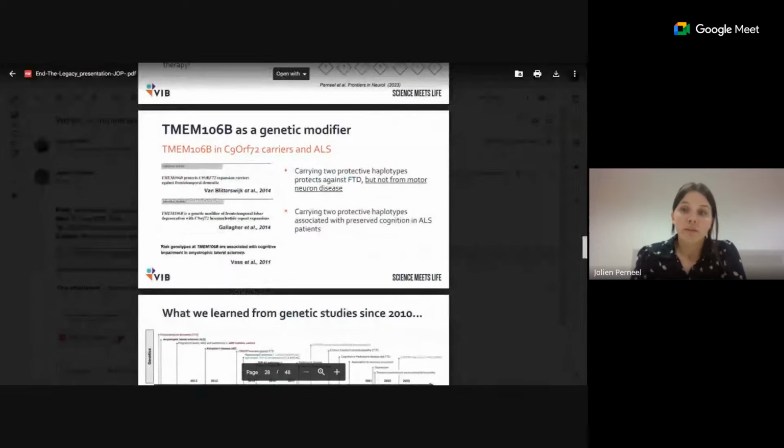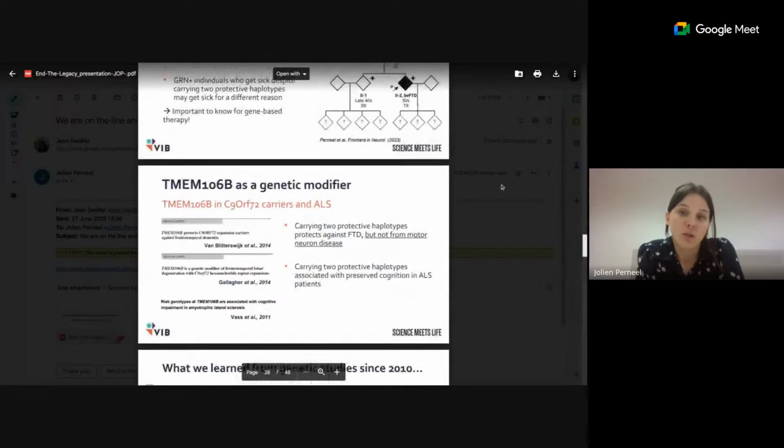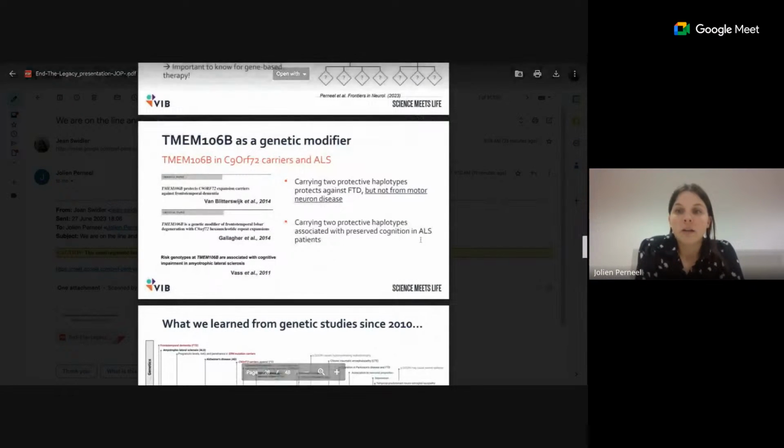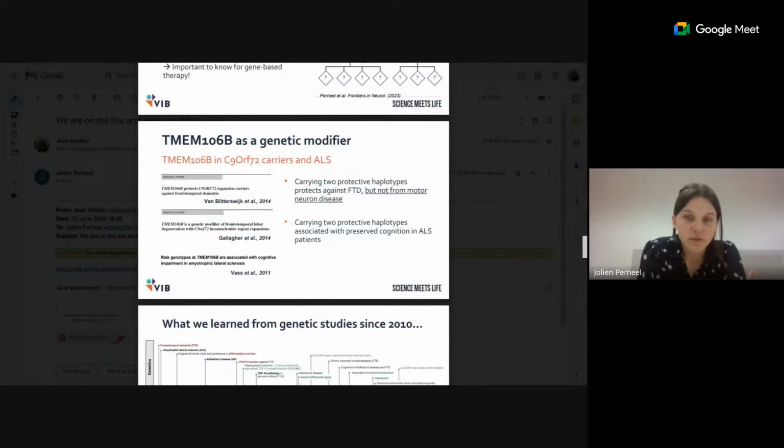So for C9orf72 carriers and ALS, there's also an effect of TMEM106B haplotypes, but it is not as strong as in progranulin carriers. So C9orf72 expansion carriers carrying 2 protective haplotypes are protected from frontotemporal dementia, but not from motor neuron disease. And also in ALS, we see that carrying 2 protective haplotypes is associated with preserved cognition in ALS patients. So these results do indicate that the protective effect of TMEM106B is more specific to cognitive functions rather than motor functions.